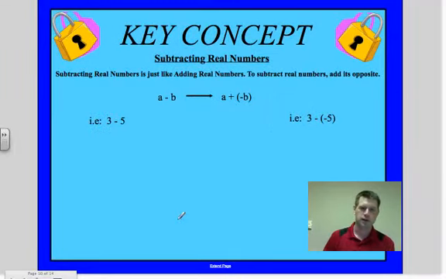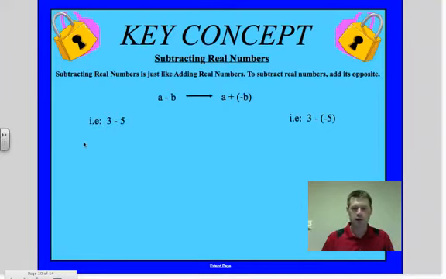Okay, key concept here, subtracting real numbers. Subtracting real numbers is really just doing adding of real numbers. It's pretty much the same thing. Nothing really changes there. You just call it subtracting. You end up doing adding anyway.